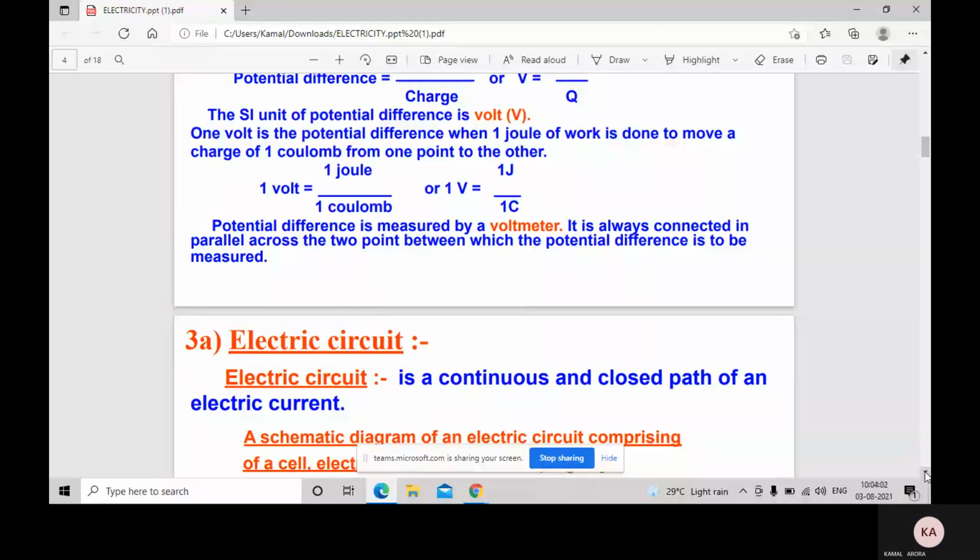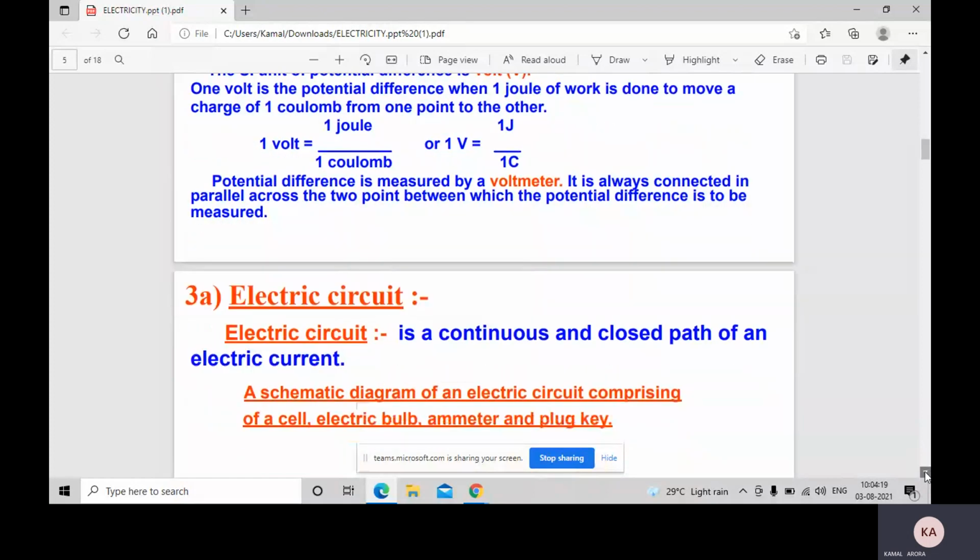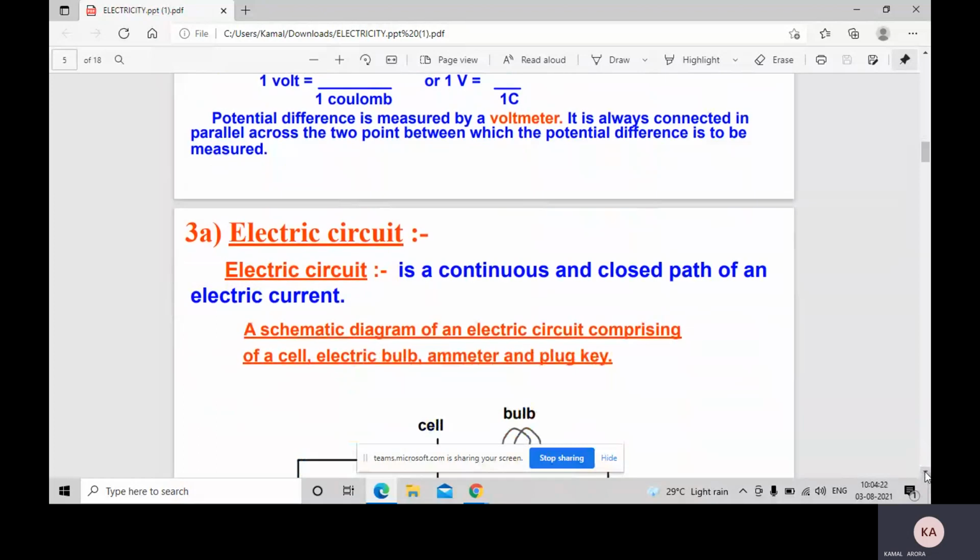Again, I am repeating. 1 volt is the potential difference when 1 joule of work is done to move 1 coulomb charge from one point to another within the electric field. Now, we are going to measure the potential difference with the help of a voltmeter, and it is always connected in parallel. We have already studied that an ammeter is connected in series, whereas a voltmeter is connected in parallel.